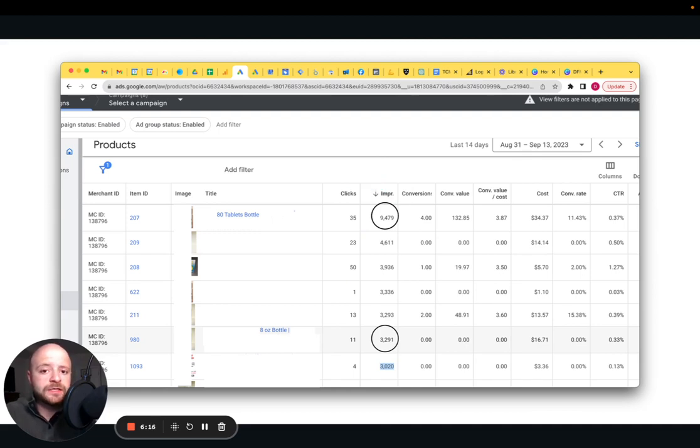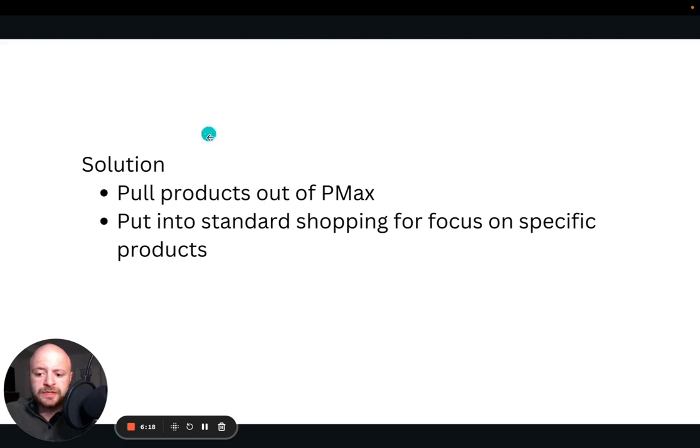So what is the solution? The solution is we're going to pull these specific variants that we want to push out of PMAX, because PMAX is just trying to convert right now. But we need to make sure we're getting exposure on those products specifically. So we're going to put them into a standard shopping campaign to focus on those products. When we do this, we're going to negate or exclude those products from PMAX and break them into their own standard shopping campaign so they have their own budget.